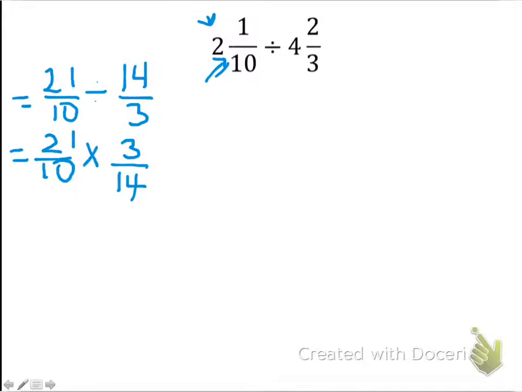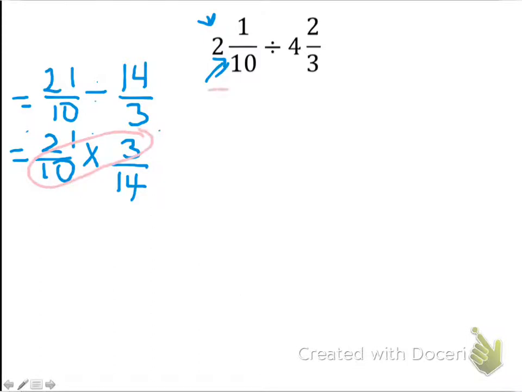Another way you can think about this is keep, change, change. You keep the first fraction, change the sign, and change the second fraction. It's like when we were subtracting negative numbers. Keep the first fraction, change the second operation, and change the last fraction. Okay, now we are going to do the cross-simplifying step. Let's first look at the 10 and the 3.